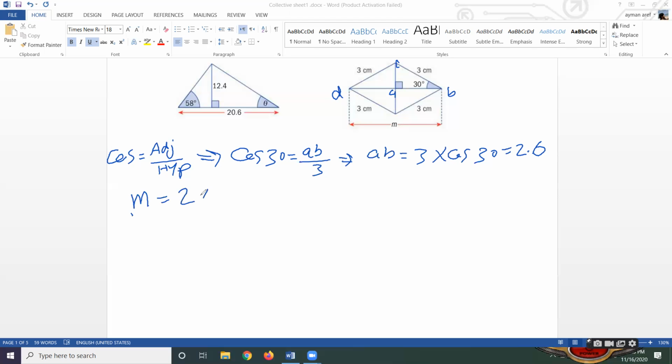Then to find the length of, for example, DB, which is m, m equals 2 times AB, because we know this is a rhombus and this is a diagonal, and this part equals this part. Because of that, 2 times AB equals 2 times 2.6, which equals 5.2 centimeters. And this is the answer for this question.